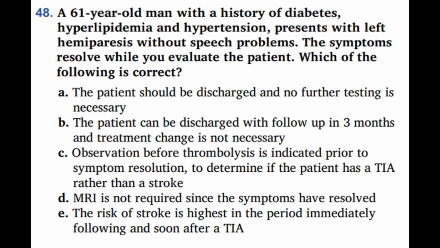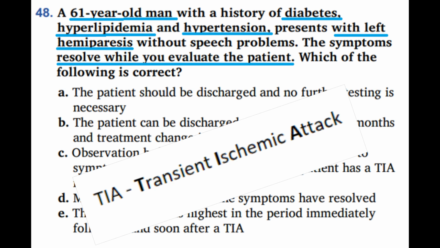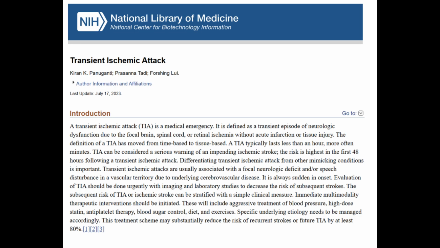As always, let us debug our question. So, we are told that we have a 61-year-old man with vascular risks, including diabetes, hypertension, and lipids, and he presents with left sided hemiparesis that resolves during evaluation. Now, this is classical for what is known as a TIA, a transient ischemic attack. Let's talk about that. TIA, aka transient ischemic attack, is a medical emergency.